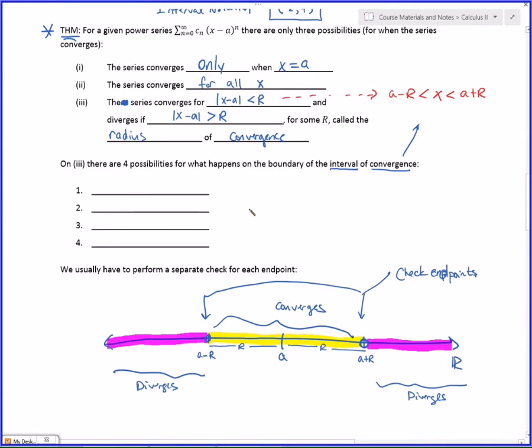Because you could now have 4 possibilities of what the interval of convergence will look like. It could go from A minus R up to A plus R and not include the endpoints. What I mean by that is if I plug in A minus R, the left endpoint of this interval, into my X, it could diverge. And I plug in A plus R for X, it also diverges, okay? So this means diverges at endpoints.